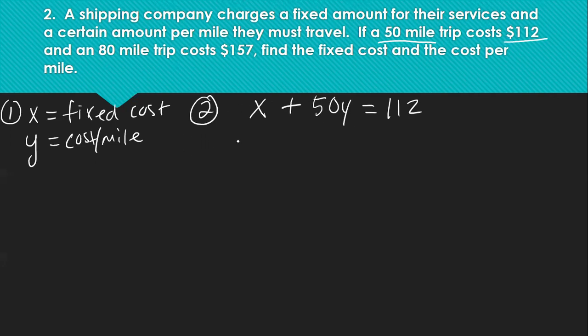What is my second equation? There we go. We have a fixed cost, and this time they went 80 miles. Don't know how much they paid per mile, and it costs 157.